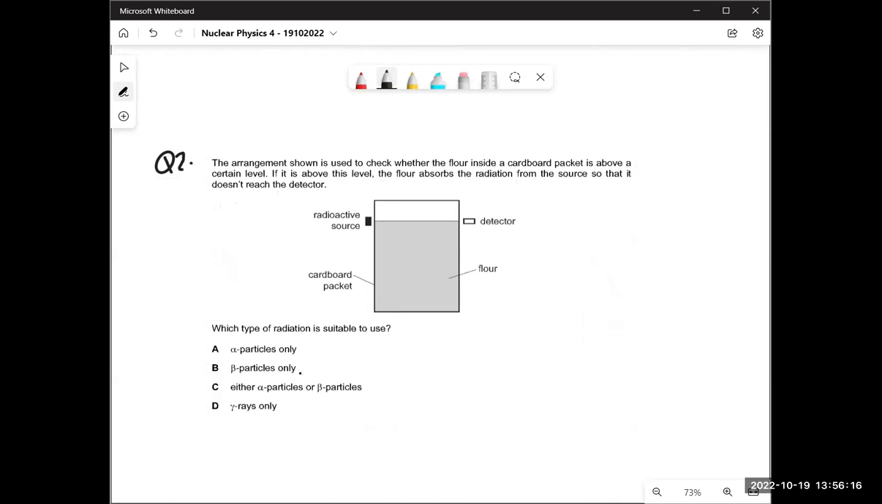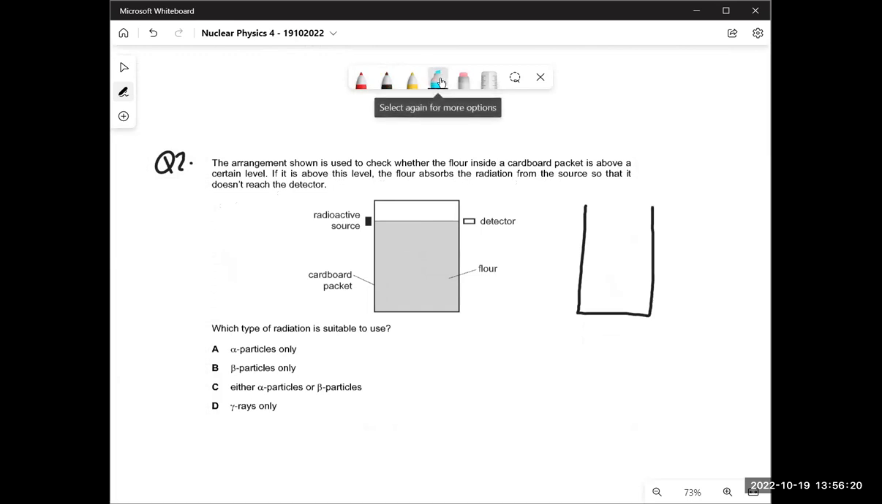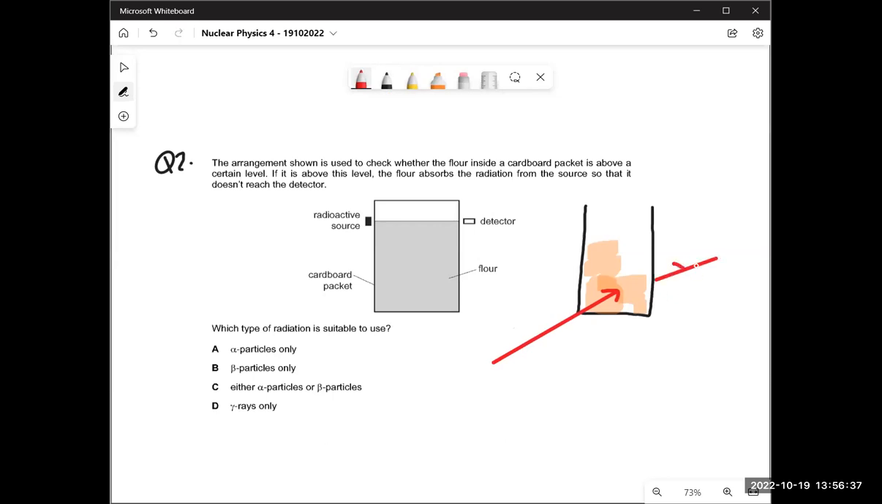So what are we trying to do here? We have a container, and inside this we have some substance, perhaps flour. The purpose of this is, if you have enough flour inside it, then the radioactivity which you pass through into it, let's say like this, is not going to come from the other side. It will be stopped. So what kind of substance can I use so that it will be stopped by flour?